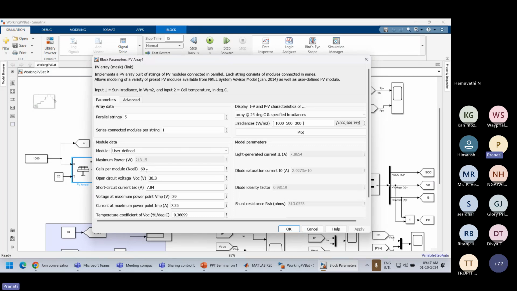Cells per module are 60. Then the open circuit voltage is 36.3. The short circuit current is 7.84 ampere. Voltage at the maximum power point is 29. Current at the maximum power point is 7.35. We can plot for different irradiances.